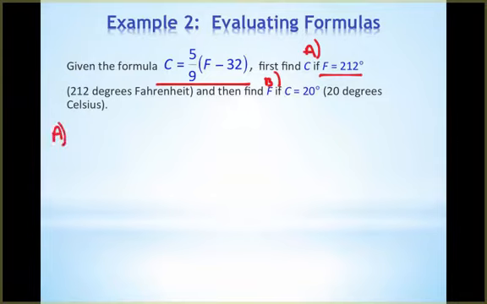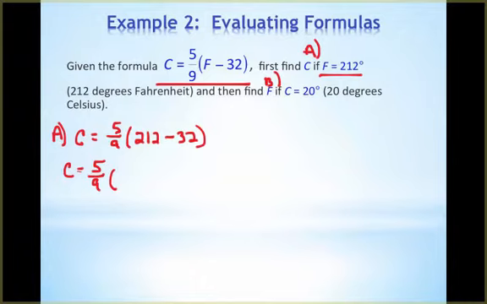So let's work A. C equals 5/9. We know the Fahrenheit temperature is 212. And now if we take 212 minus 32, we get 180. And then we can do 5/9 times 180, and we'll get 100 degrees. So 212 degrees Fahrenheit is the same thing as 100 degrees Celsius.